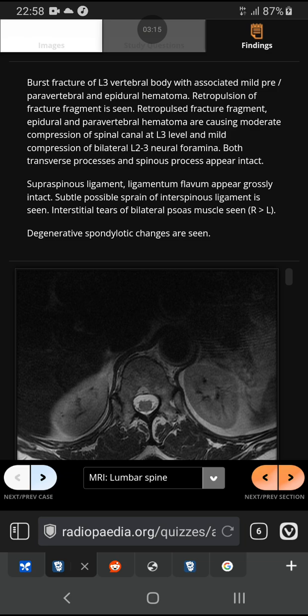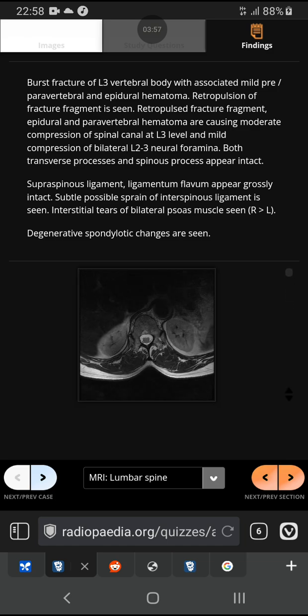Burst fracture of L3 vertebral body with associated mild paravertebral and epidural hematoma. Retropulsion of the fracture segment is seen. Retropulsed fracture fragment, epidural and paravertebral hematoma are causing moderate compression of the spinal canal at the L3 level, and mild compression bilaterally. Both transverse processes and the spinous process appear intact. Supraspinous ligament, ligamentum flavum appear grossly intact. Subtle possible sprain of the interspinous ligament is seen. Interstitial tears of bilateral psoas muscle seen. Degenerative spondylitic changes are seen.